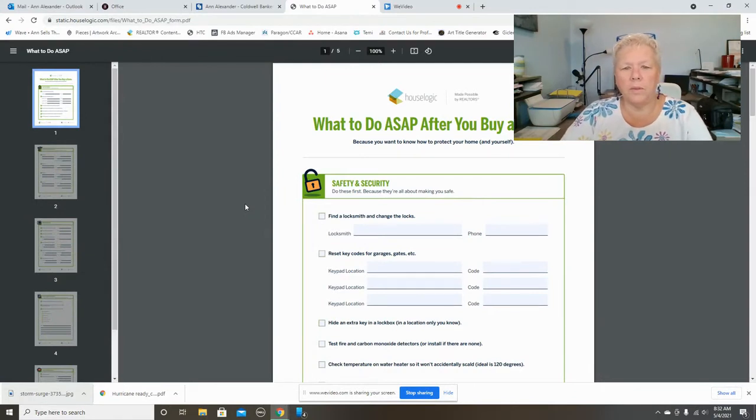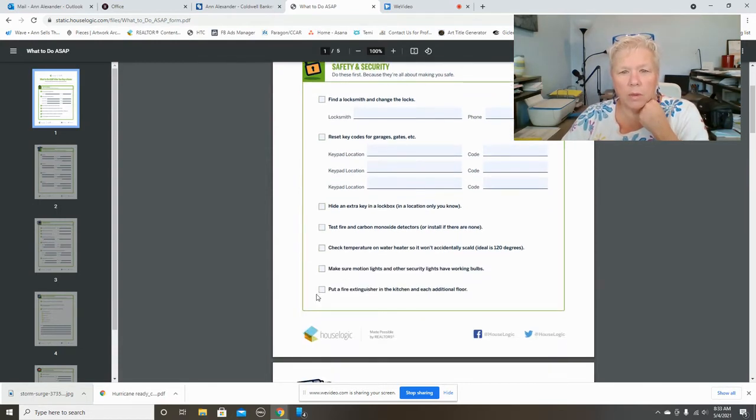All right, so this is something that came from NAR, the National Association of Realtors. This is something you should think about when you first get into your new home. I would definitely have the locks changed and get that taken care of. If you can, reset any codes for the garages. I know my front door is one of those smart doors, so I can get that recoded as well. And make sure you've got an extra key somewhere that only you know where it is.